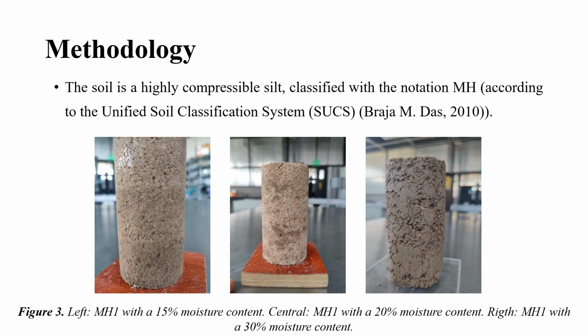Anyway, the soil is a highly compressible silt. It is an MH, as the soil classification system allows us to say. It is a soil whose expansion and compression characteristics are expected to be high, and because of this, we wanted to use this particular soil in the research because of its compression characteristics.